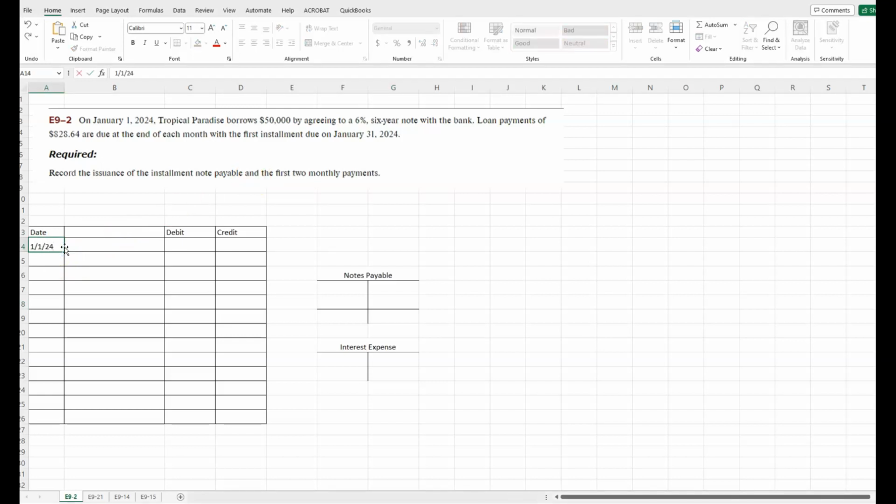So on 1/1/24, we borrowed money. So we borrowed cash. We borrowed $50,000. We debit cash and we credit notes payable. And we're going to post the notes payable to the account so we can watch that balance. Okay. First two payments. First payment is due on January 31st.